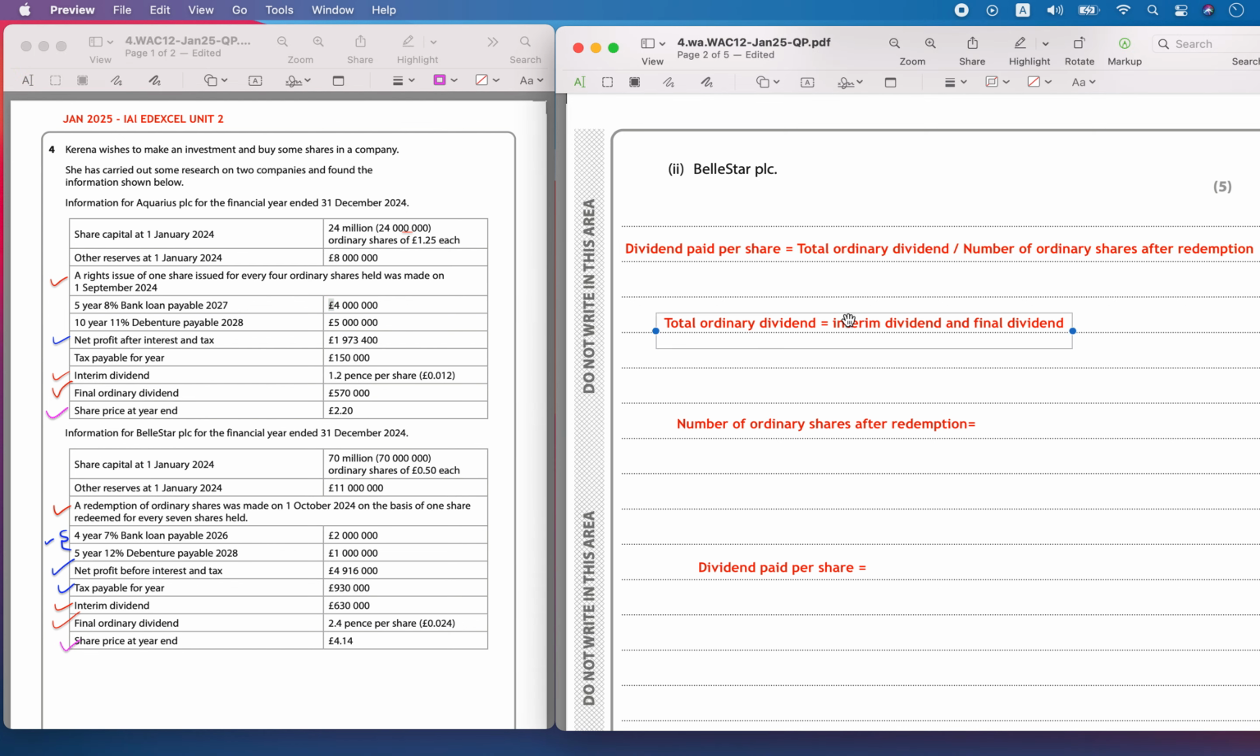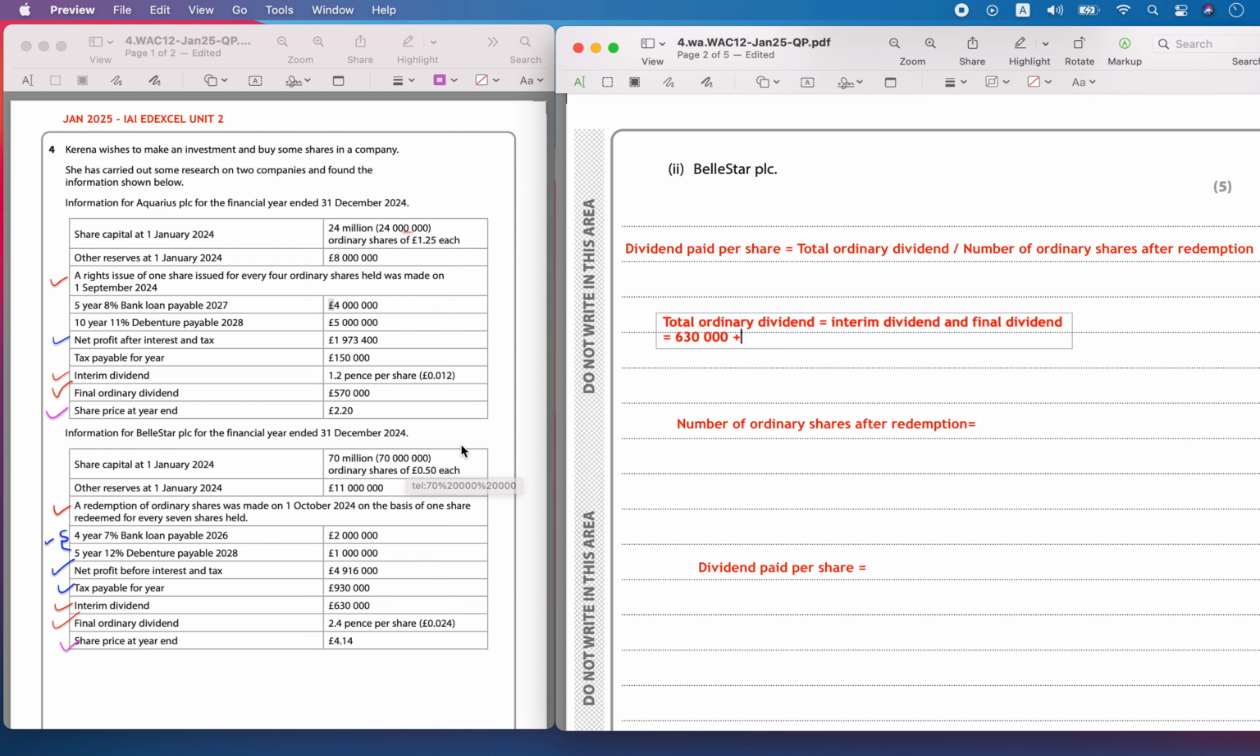Now let's calculate the total ordinary dividend. It is a combination of the interim dividend and the final dividend given by the company to the shareholders. So the interim dividend is equal to 630,000 plus the final dividend, given the rate. And we have to include the number of shares at the end.